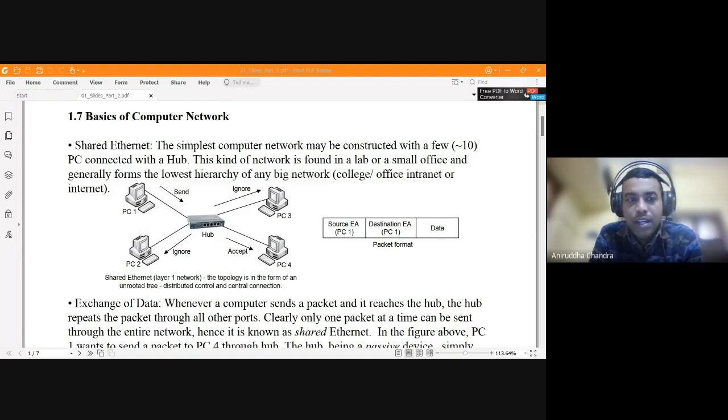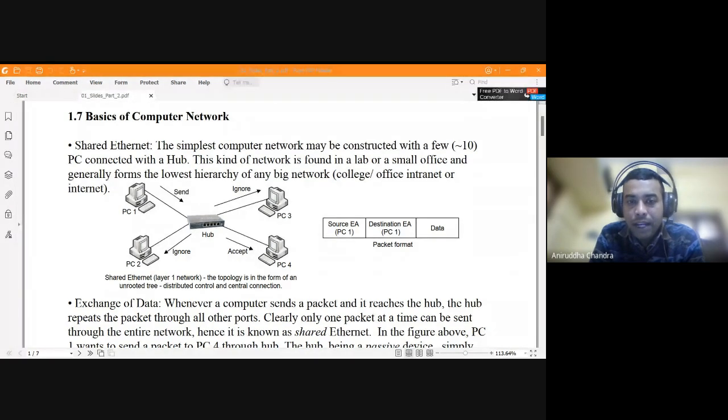That means if PC1 is going to send something to PC4, then the hub is going to take the packet from PC1 and replicate it to all the output ports except PC1. So it is the duty of PC2, PC3, and PC4 to either accept or reject the packet. Now, we have also discussed in our last class how the computers can do so.